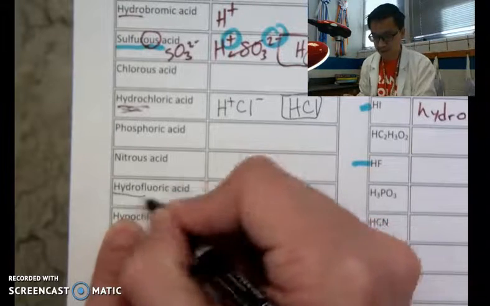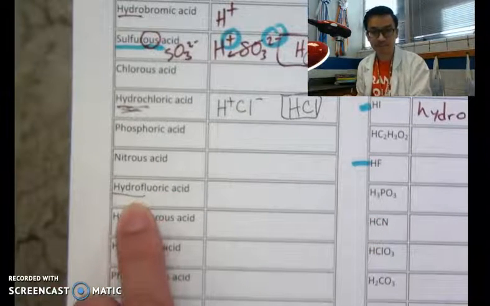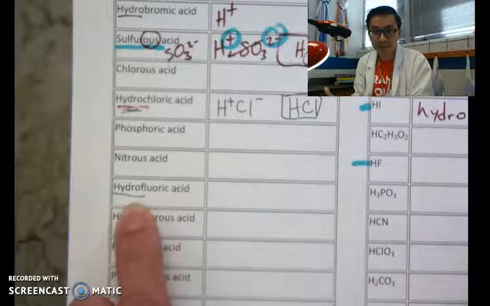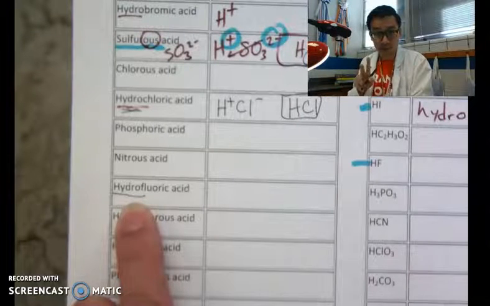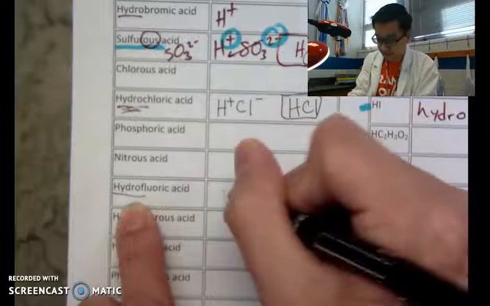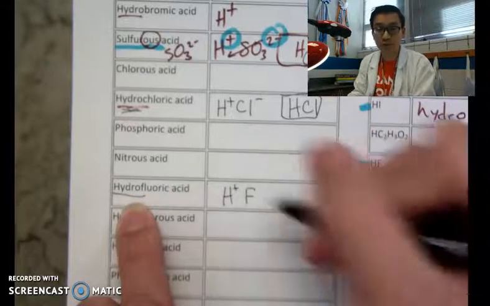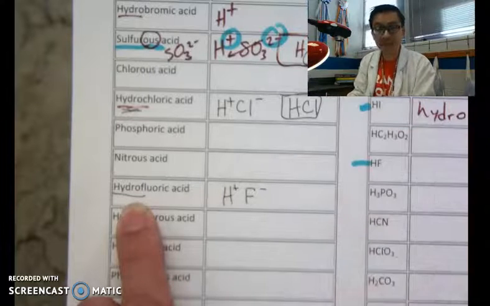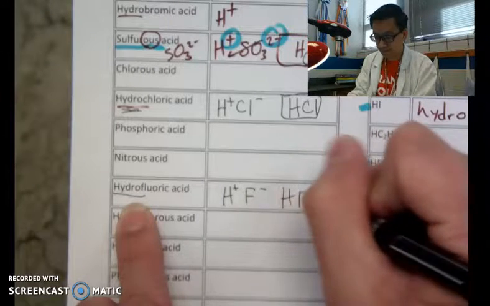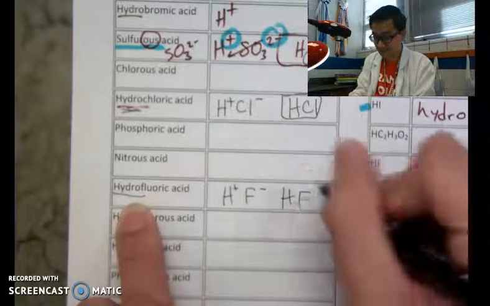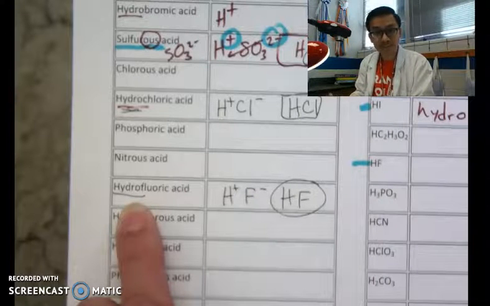Hydrofluoric, down here. What does hydro tell you? It's only 2 elements. Very good. H plus, and then add on the other part. Fluoride comes from fluorine, which is minus 1. It's just HF. Okay, that's it. That's your formula there. Voila, pretty simple.